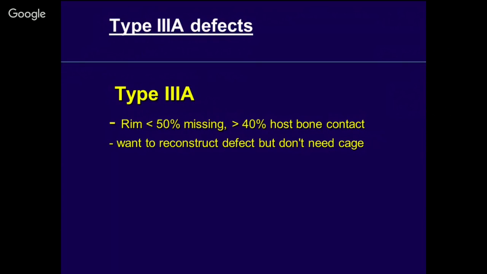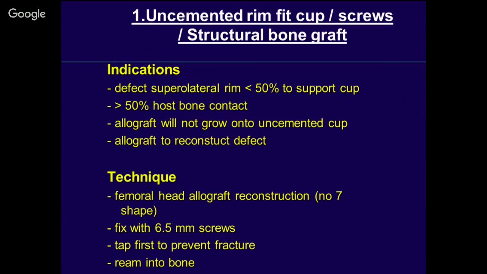Type 3A: there is more than 50% of the host bone, and we want to reconstruct the defect but do not need a cage. So what are the options? We have an uncemented rim-fitted cup. Then we have a structural bone graft and screws.